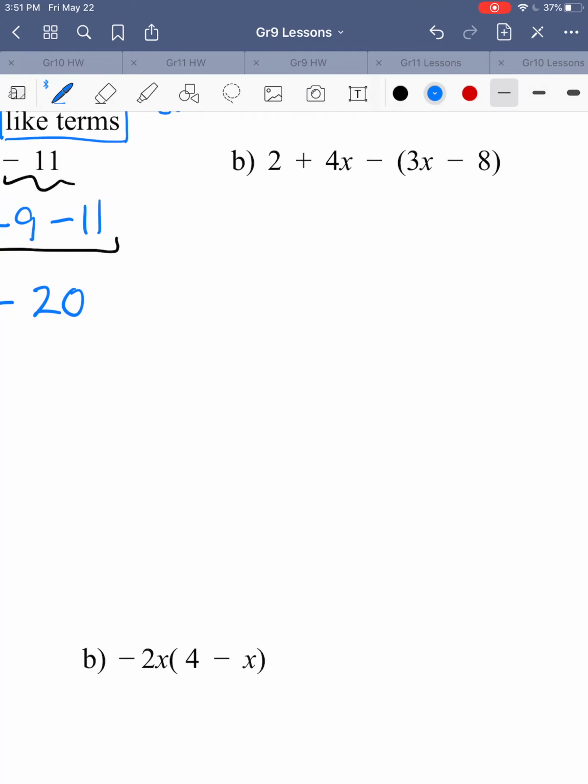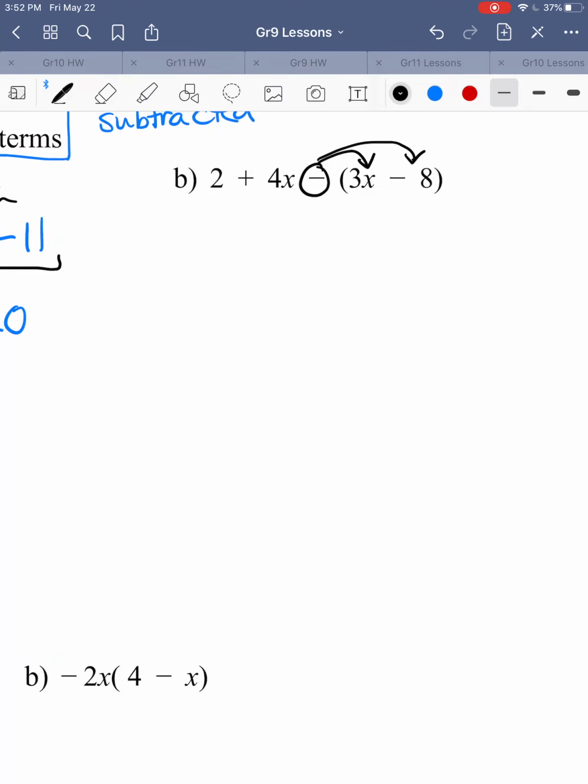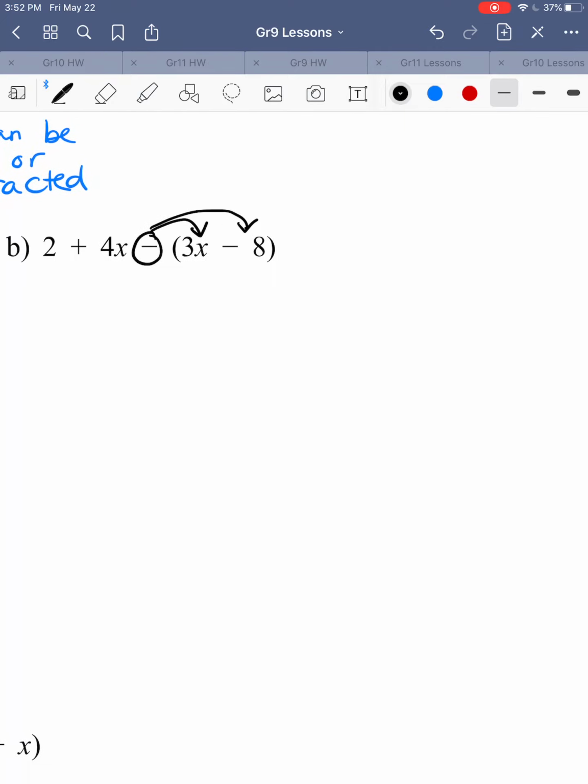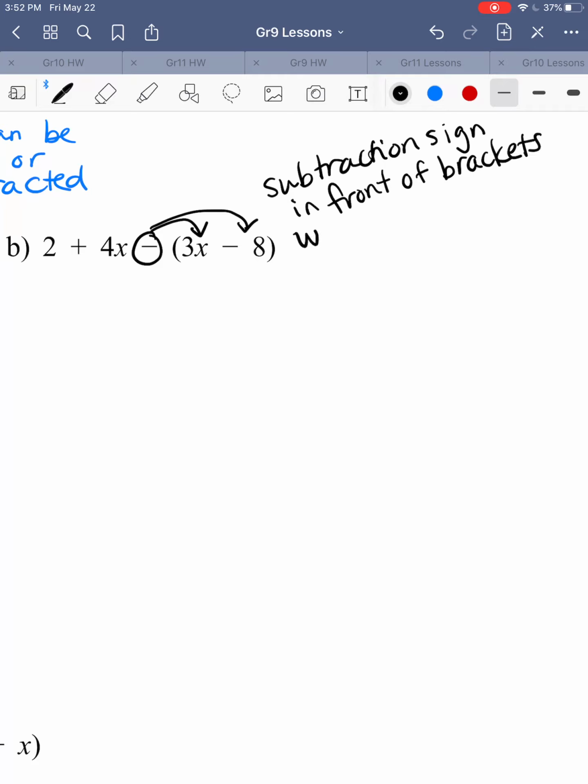So for part B, we have 2 plus 4x minus bracket 3x minus 8. Now, what we need to recognize here is that we have a negative sign in front of a set of brackets. So that means that this negative sign is going to change the signs of the terms in the brackets. So let's quickly write that down. Subtraction sign in front of brackets will change signs of terms inside the brackets.